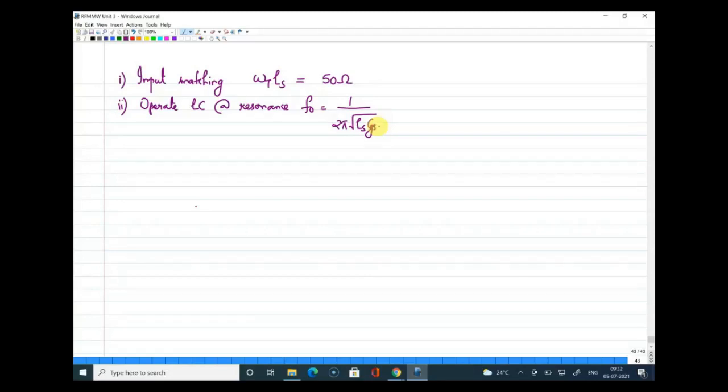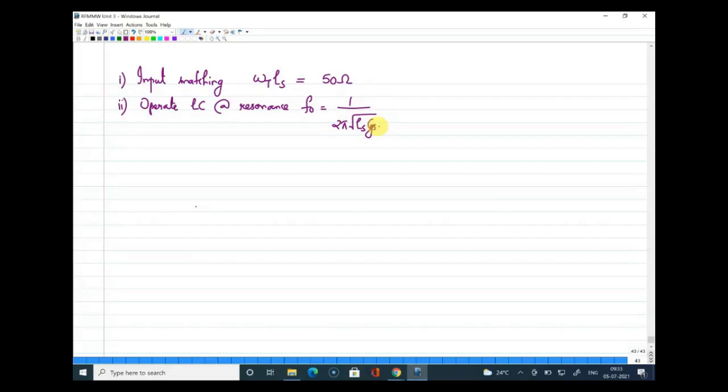Yeah, F naught is really large. How will you say that F naught is really large? That depends on the Ls and CGS components. So my question here is, as a designer, are you seeing any difficulty in input matching? Any difficulty? Any thoughts on that?